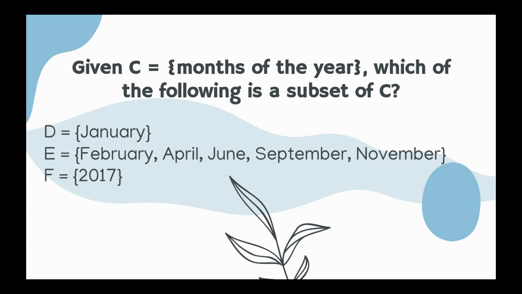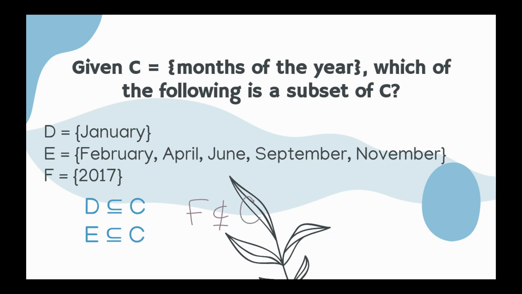Given C is the set of the months of the year, which of the following would be a subset? So in other words, which of these is contained in C? Well, D and E, but not F, because F is not a month of the year. So we would write this like so. D is a subset of C using that symbol. E is a subset of C. And then if we wanted to, we could write F is not a subset of C, okay?